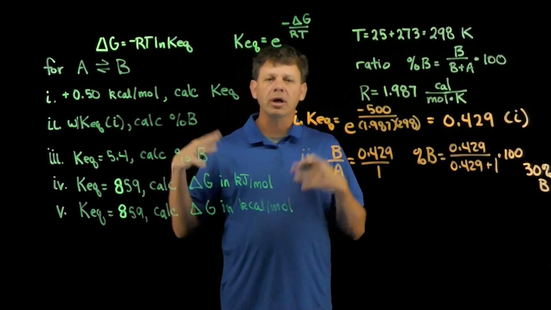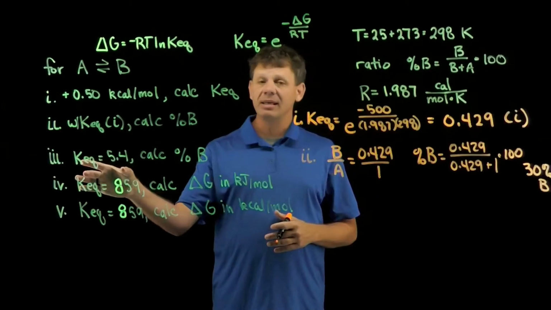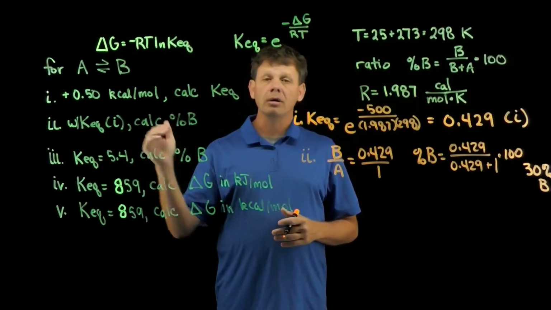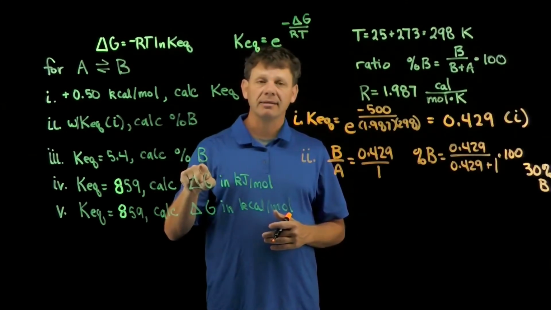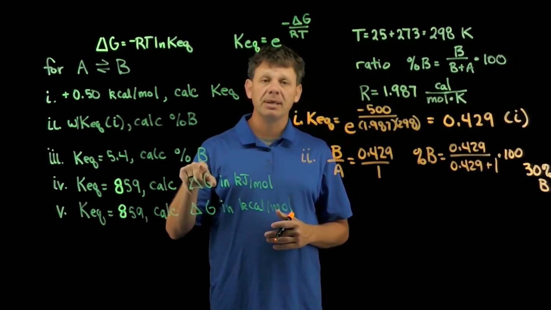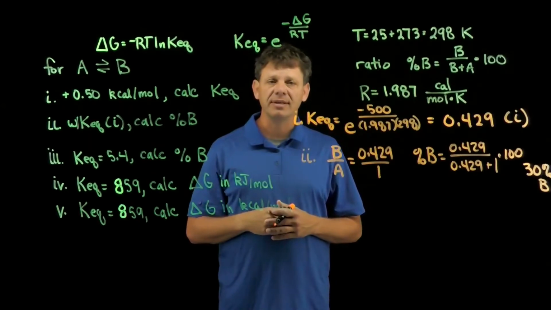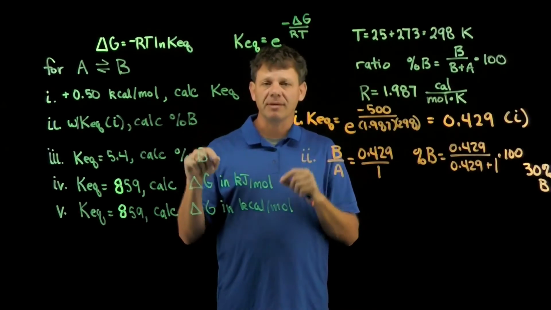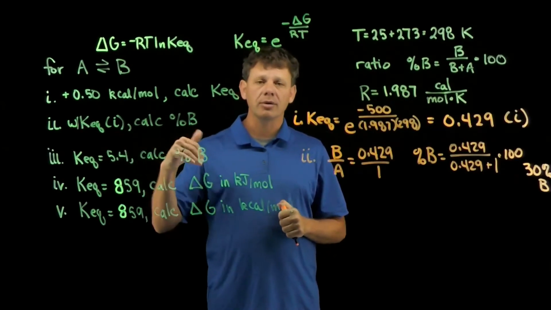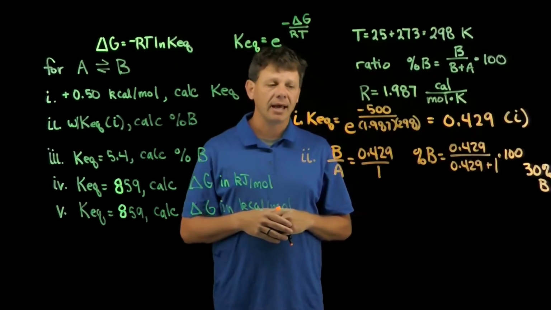Moving on to part 3, we're kind of jumping ahead. We're given a KEQ of 5.4. That means the reaction is favored to the right. We're going to expect to have a percentage of B that is greater than 50. Remember, at KEQ equals 1, that's when you would have a 50-50 mixture. Since KEQ is greater than 1, we should expect to have more B.